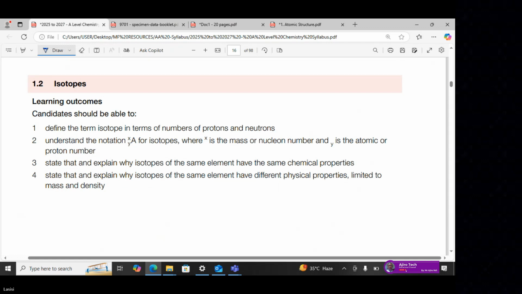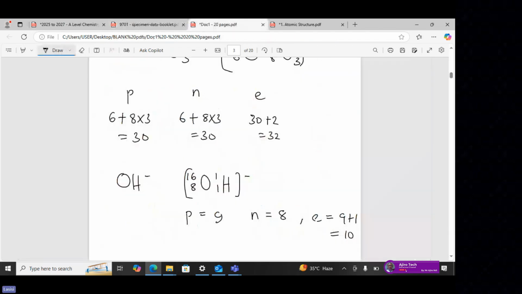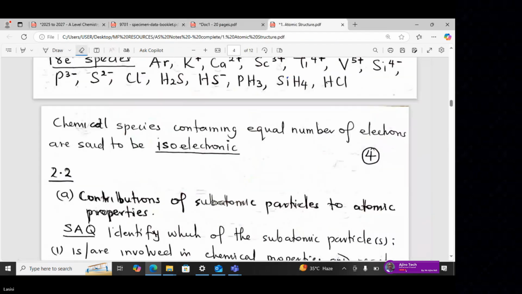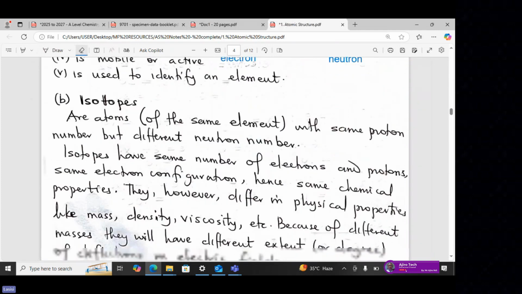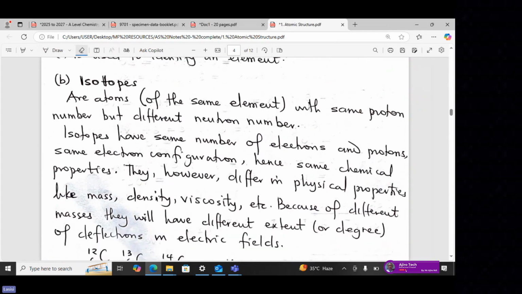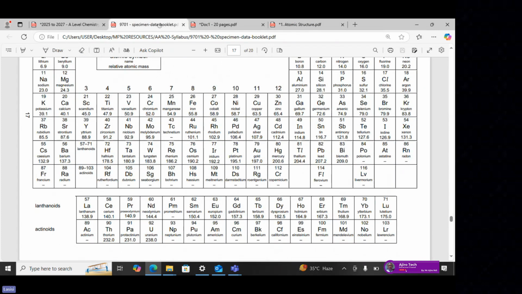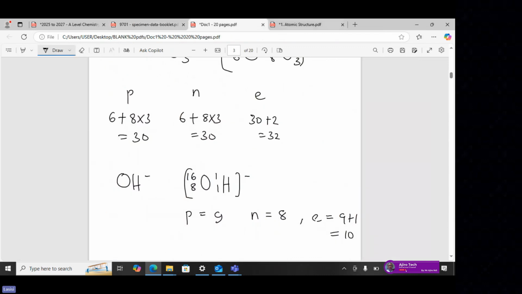Can you read? Isotopes. Define the term isotope in terms of numbers of protons and neutrons. Can you define what are isotopes? Isotopes are elements with the same number of protons and different number of neutrons. Thank you. They are atoms of the same element with the same proton number but different neutron number. Now let's go to the syllabus.